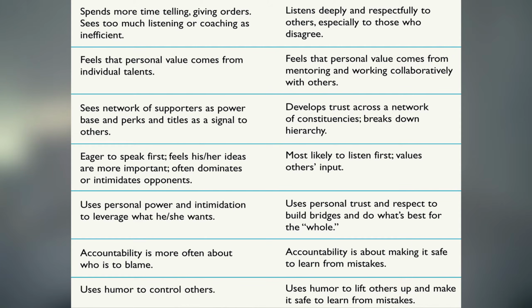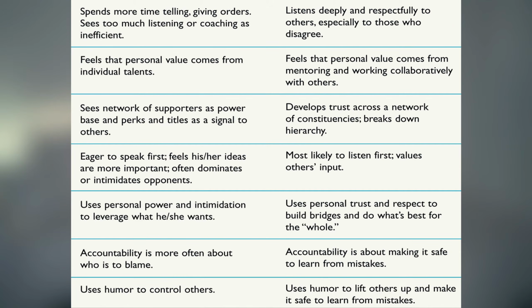The boss is eager to speak first, feels that his or her ideas are more important, often dominates or intimidates opponents, whereas the servant leader most likely to listen first, values others' input. The team knows. That's the mindset of a servant leader. The team knows better. The boss uses personal power and intimidation to leverage what he or she wants, whereas the servant leader uses personal trust and respect to build bridges and do what's best for the whole.